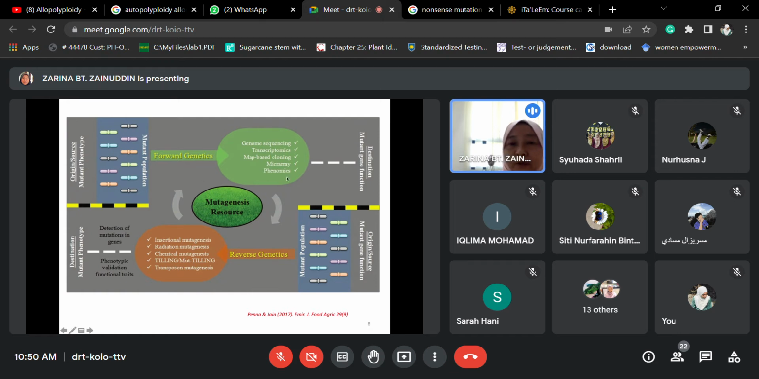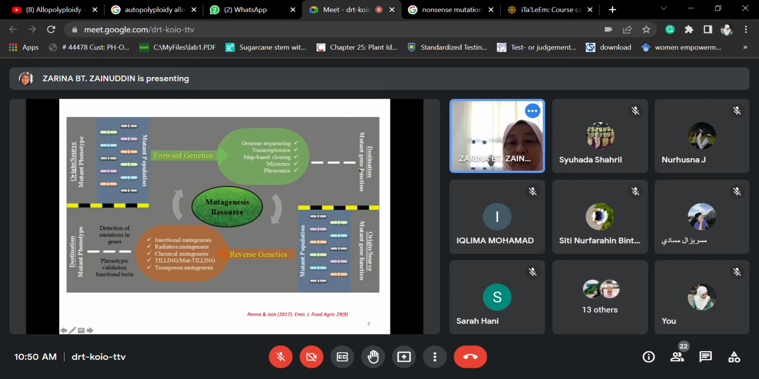Okay, so what they do to figure out the gene responsible for the phenotype, you can do genome sequencing. Okay, you can do transcriptomics. You can use the technique of map-based cloning. Okay, and then you can use the technique of microarray or phenomics. Okay, then you know at the end, based on the chosen technique, where you want to know the gene responsible, okay, then the final destination will be you know the gene function of that mutant.